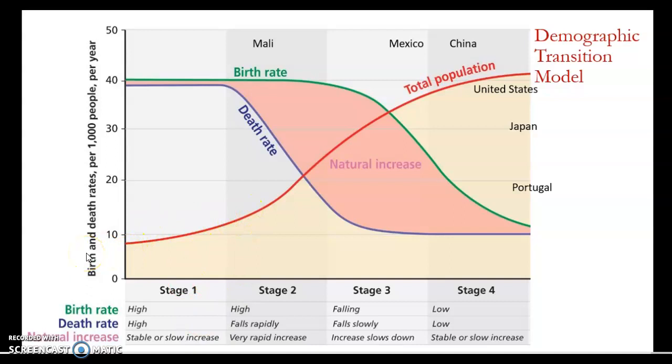Stage 1 of the model is a time when there are very high birth rates and high death rates. Stage 1 reflects a time that occurred pre-1750. So today, there are no countries currently in stage 1. In stage 2, we look at a scenario where there's a high natural rate of increase. So the birth rate is significantly higher than the death rate.